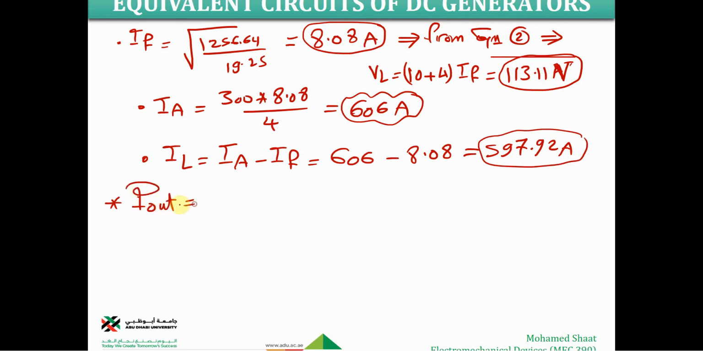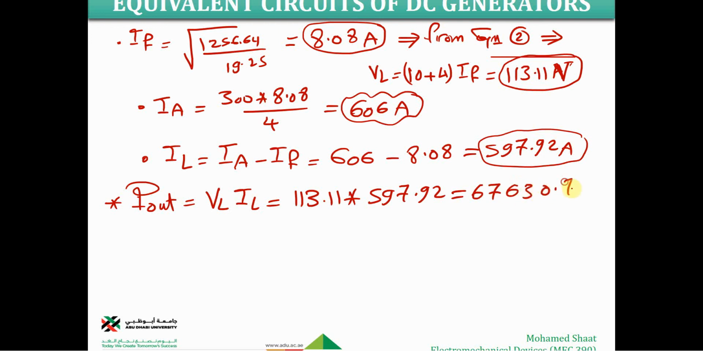Then once we found this output current and output voltage, we can simply calculate the output power. This is one of the requirements of this problem, that it's going to be VL times IL. VL, we got it as 113.11, times the 597.92. Doing the calculations, we're going to end up with 630.73 watts, and we're going to have here the P input.